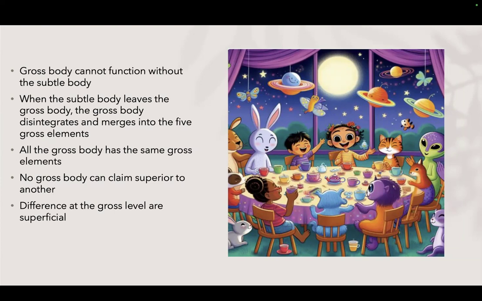And all gross bodies have the same gross elements. See, my body also has the same gross elements. Your body also has the same gross elements. Even a dog, ant, or crow, whatever it is, they have the same gross elements. So no gross body can claim to be superior to another. We cannot claim we are superior. The animals are not inferior to us. Everything is equal. Whatever is being created from Maya is equal and the same. The difference we see is Maya, and it is at the gross level and superficial.